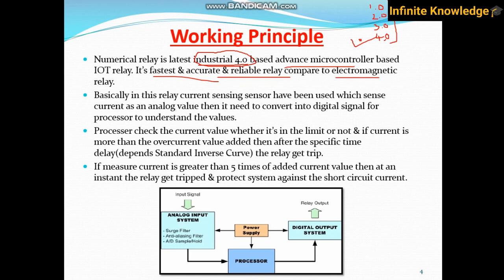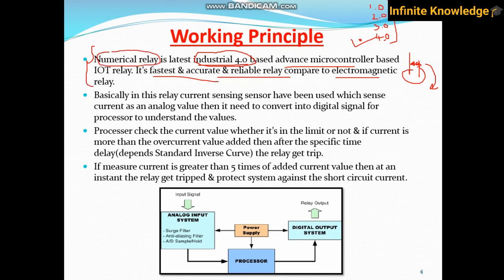Electromagnetic relays are conventional relays in which a coil was used, and whenever current flows, the electromagnet rotates the disc, and due to the rotation of the disc, your contact gets closed. This is a very complex method that we were using whenever we used an electromagnetic relay. But now it is replaced by the numerical, advanced relay.